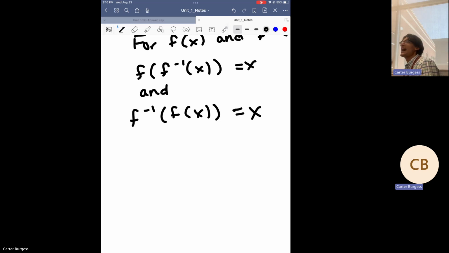This is also a fantastic way to check to see if functions are inverses. We actually now have two tools to check to see if functions are inverses. The first tool is switching the x's and y's of one of our functions and seeing if it matches up. And now we have a second tool, which is if you compose the functions, you should just be left behind with x.